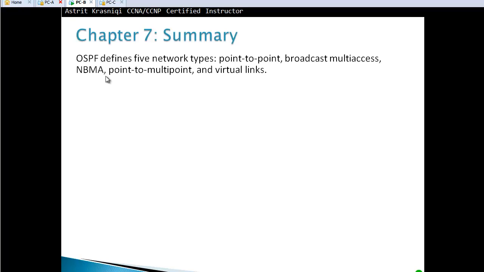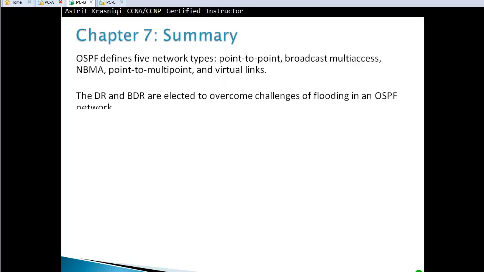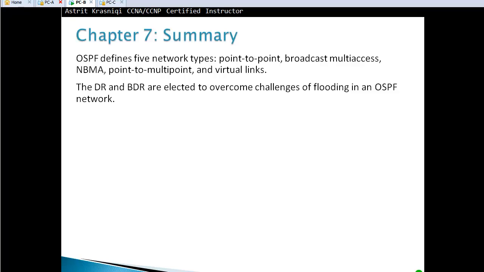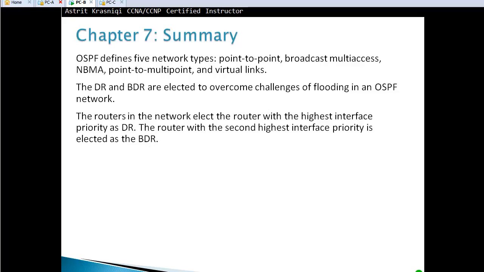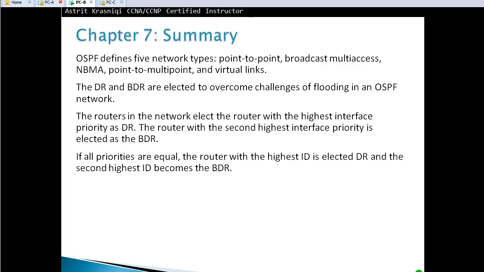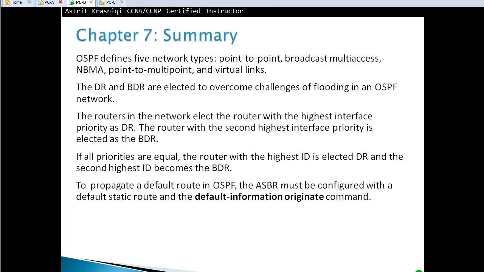Summary. OSPF defines 5 network types: point-to-point, broadcast multi-access, non-broadcast multi-access, point-to-multipoint, and virtual links. The DR and BDR are elected to overcome the challenges of flooding in an OSPF network. The routers in the network elect the router with the highest interface priority as the DR. The router with the second highest interface priority becomes the BDR. If all priorities are equal, 1, the router with the highest router ID is elected as DR, and the second highest is the BDR.